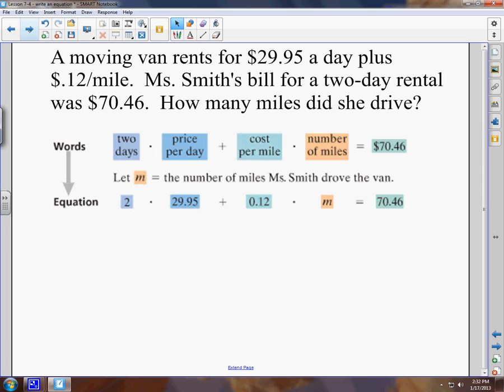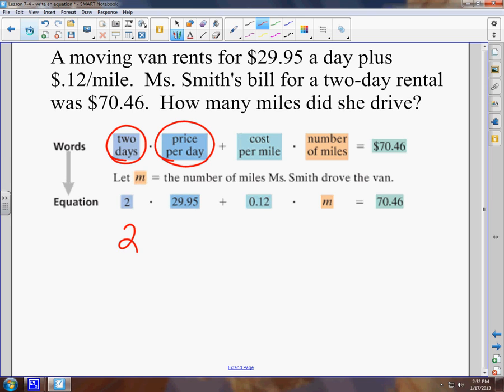So what they do is they break it up. So you take the words and then I'm going to write it into an equation. So I have a 2-day rental. So that is where they get this, 2 days, and then times the price per day, 2 times $29.95, hopefully that makes sense, $29.95 a day times 2, plus 12 cents a mile. Now the 12 cents a mile, we don't know how many miles she went, so that is our variable, and they put M or X. And then the total was $70.46. So now you can figure out the problem.